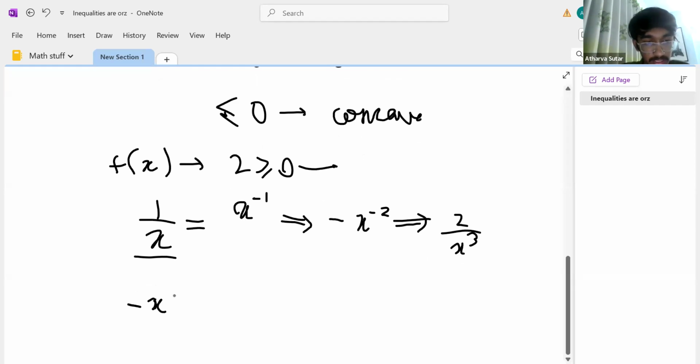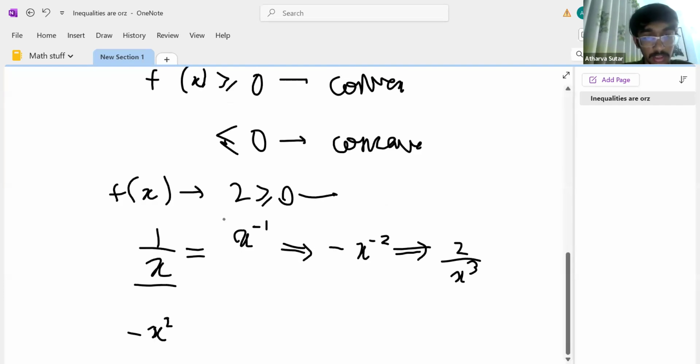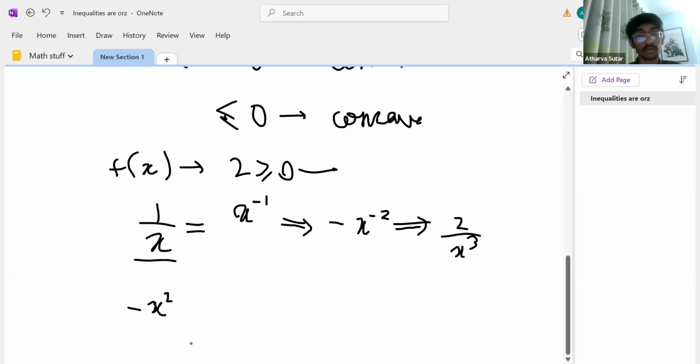So if you take a function as minus x squared, this would be a concave function, as the second derivative would come out to be minus 2, which is less than or equal to 0. So that's basically how you would define a convex or concave function.